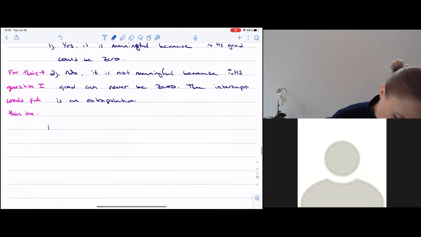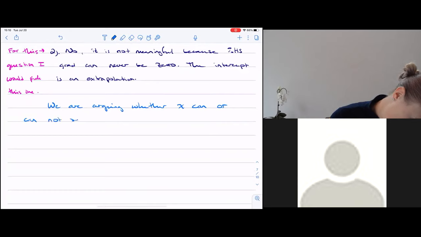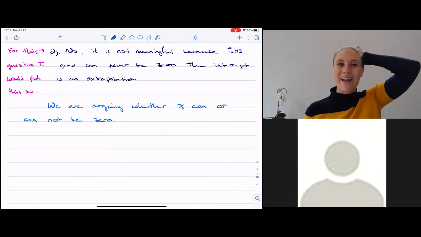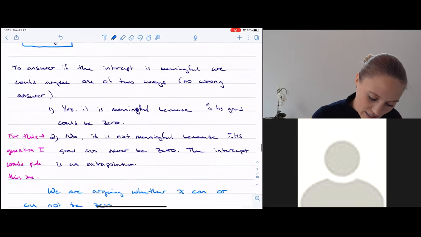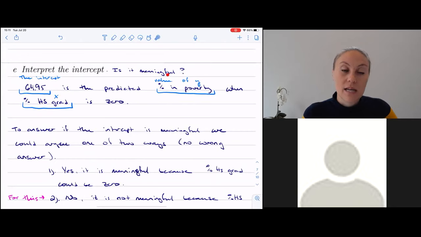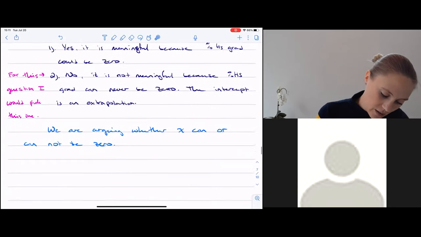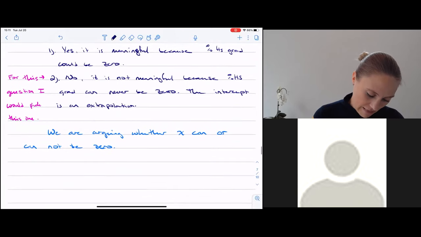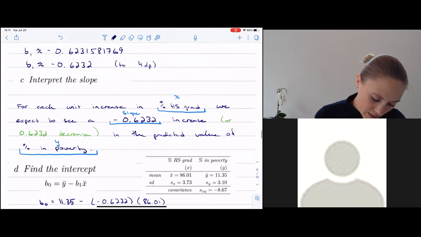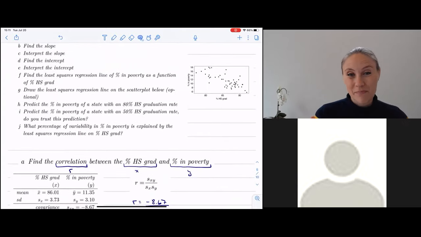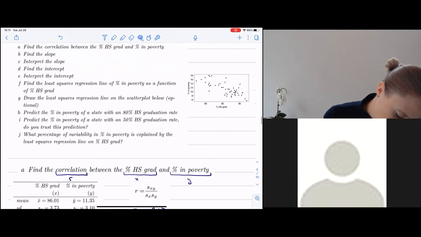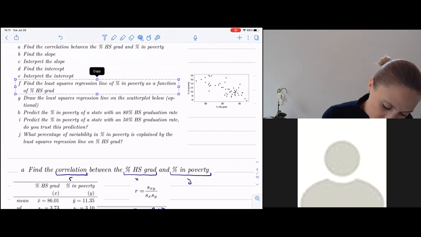And so we are arguing whether X can or cannot be zero, right? Is it reasonable to think that X could be zero, yes or no? And then that's going to be your answer to, is it meaningful, right? Can X be zero? Okay, good. So now we have the slope, we have the intercept, we know what they mean, right? What their interpretations are. And so now we're going to find the least squares regression line.